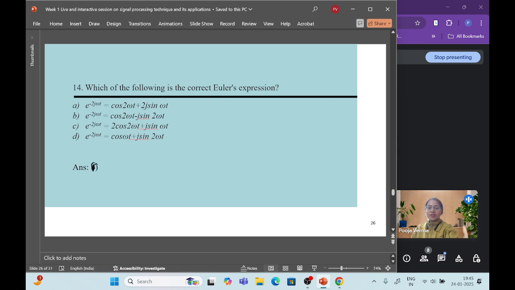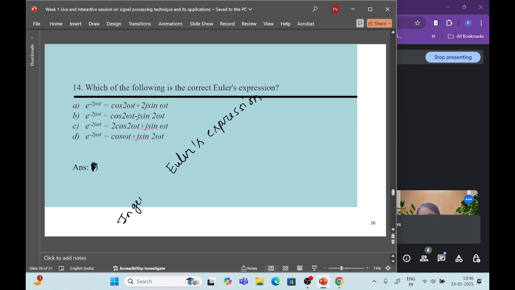So next question is which of the following is the correct Euler's expression? Please answer this question. This is a basic simple question. What is a Euler's expression? So already we know that Euler's expression in general is represented by e to the power j theta, right?